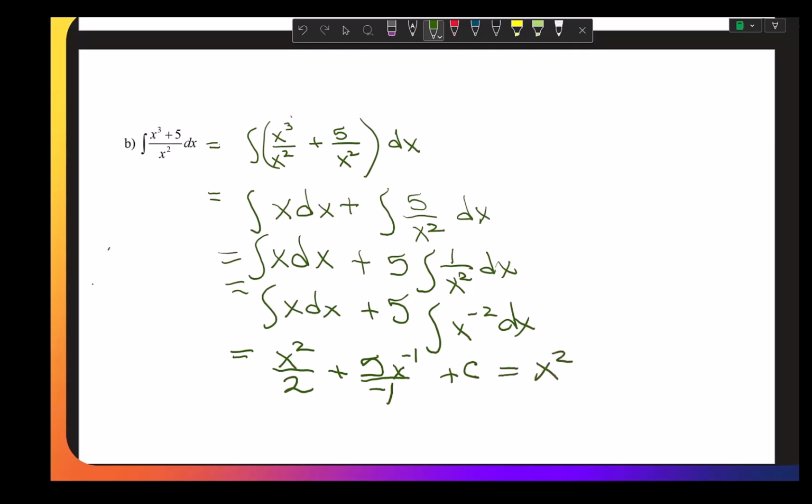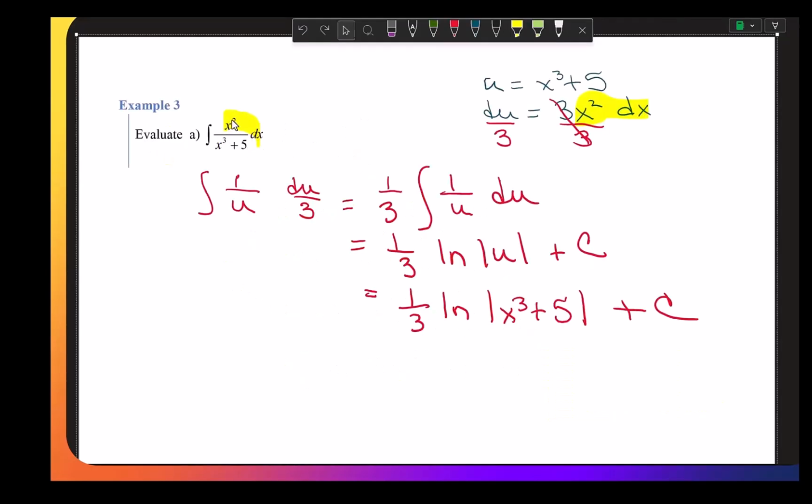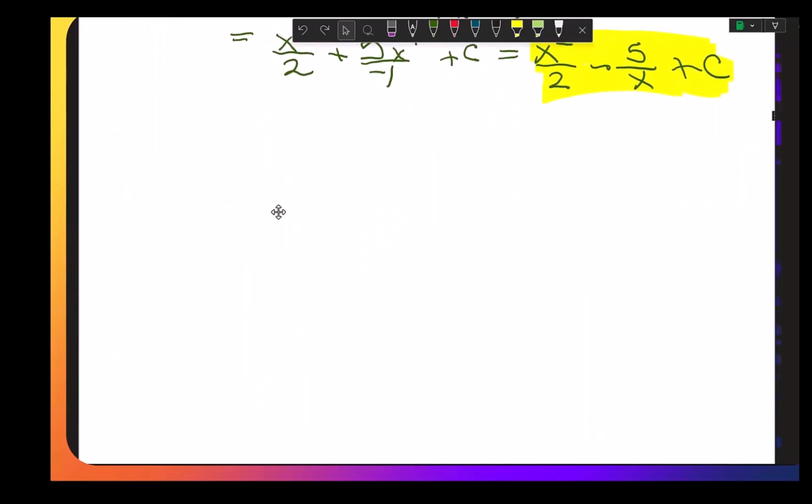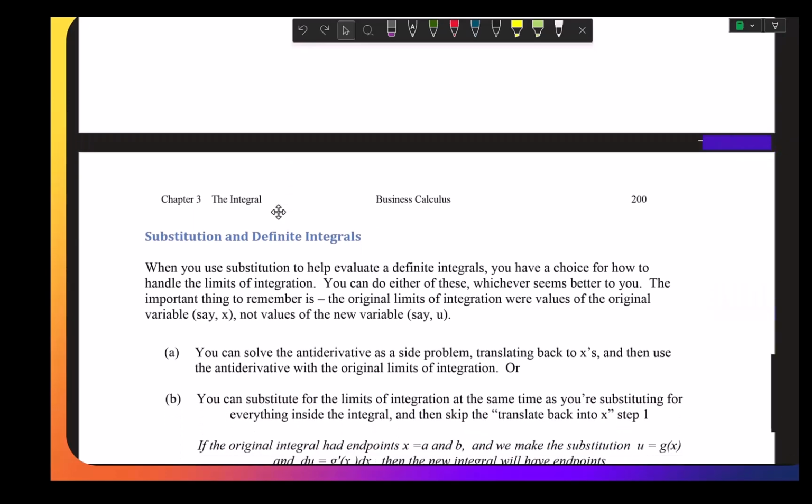If I simplify this, it becomes x squared divided by 2 minus 5 divided by x plus c. And this would be my final answer. I didn't need substitution this time. I just needed to separate this into two fractions because the numerator had a higher degree than the denominator. In the previous problem, the denominator has a higher degree than the numerator. So they're different problems, similar, but different enough that they're completely different ways to solve it.